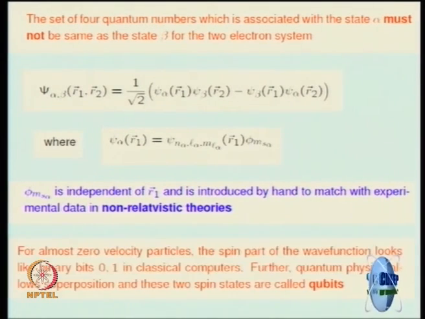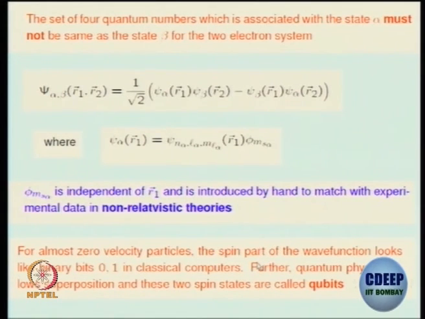It's an internal space. So this one is independent of R1 and it's introduced by hand to match with experiments in non-relativistic theory. So if you take 0 velocity, you can ignore that this wave function is almost like the S wave, and you can concentrate on the spin part. Take n equal to 1, or even for any n, L to be 0 situation, then you can concentrate on this part of the wave function.